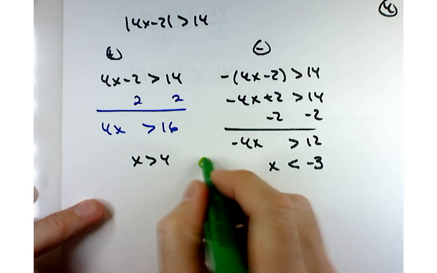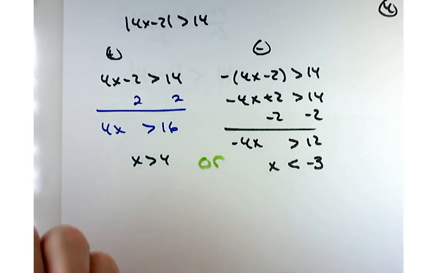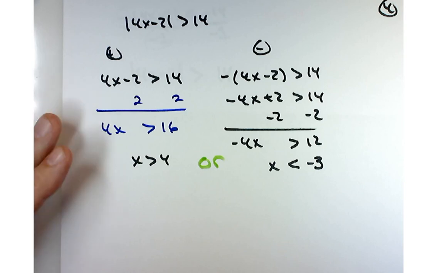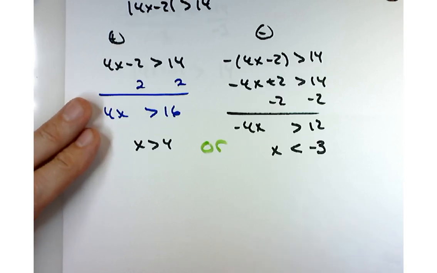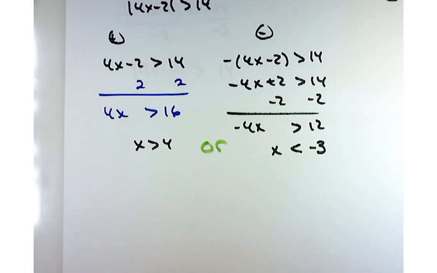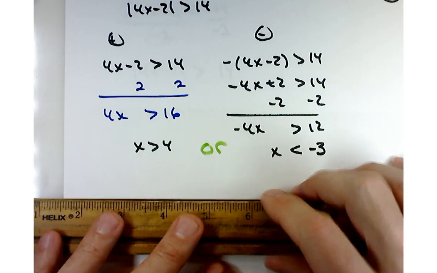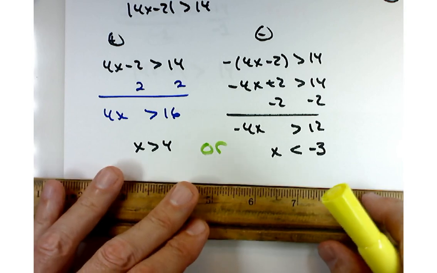Remember, this is an or. So when we graph it, we're going to get both intervals. There are going to be two intervals. There's just no choice to write it. There's nothing fancy you can do here, nothing fancy I can do. You're just going to have to list both intervals. So let's graph it.